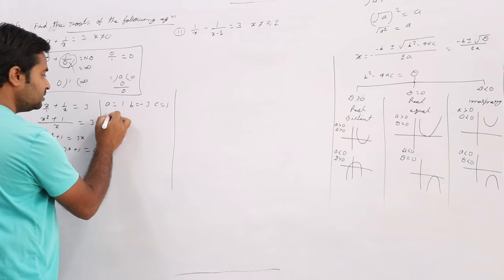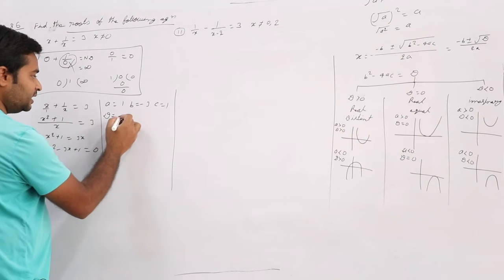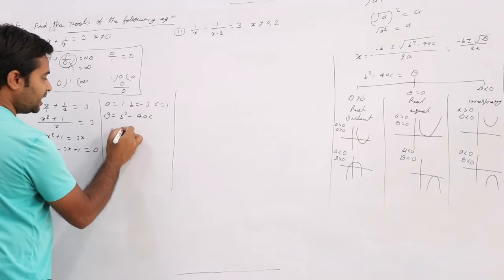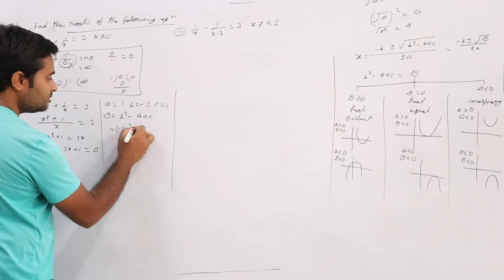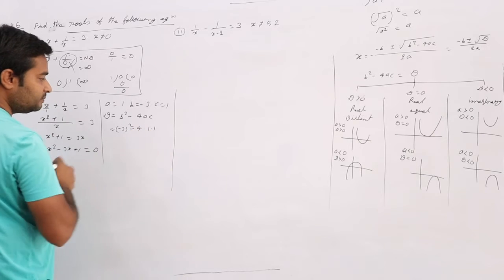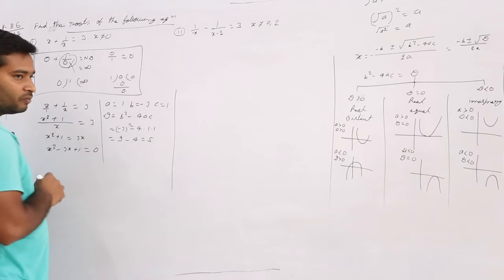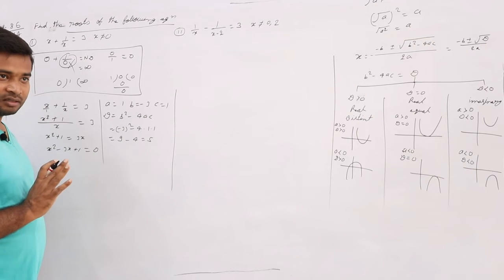Then first find D. D is equal to b square minus 4ac. So minus 3 square minus 4 into 1 into 1. So this becomes 9 minus 4 is equal to 5. Since D is 5, roots are possible. Yes or no?